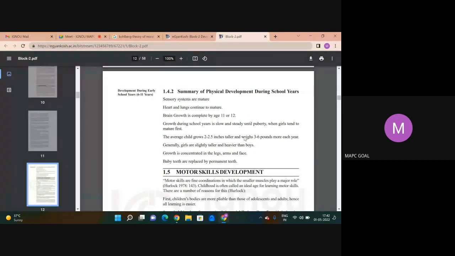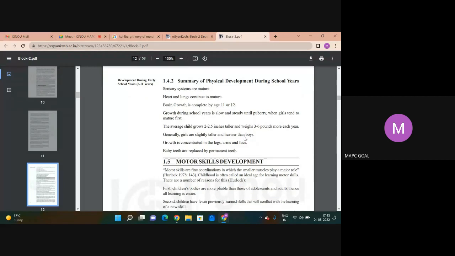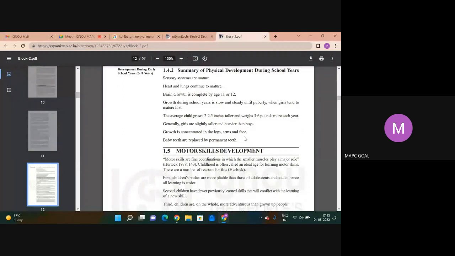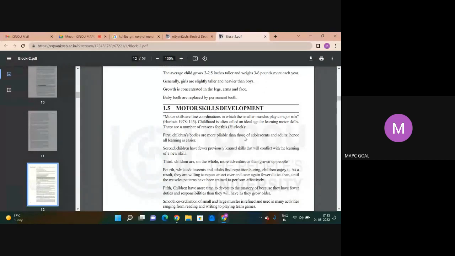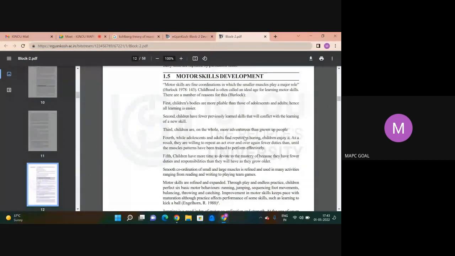So growth during school years is slow and steady until puberty, when girls mature first. Girls hit puberty earlier as compared to boys. So that's what makes them taller and heavier than boys. And the growth is concentrated in the legs, arms and face. And for motor skills development, proper training should be given.